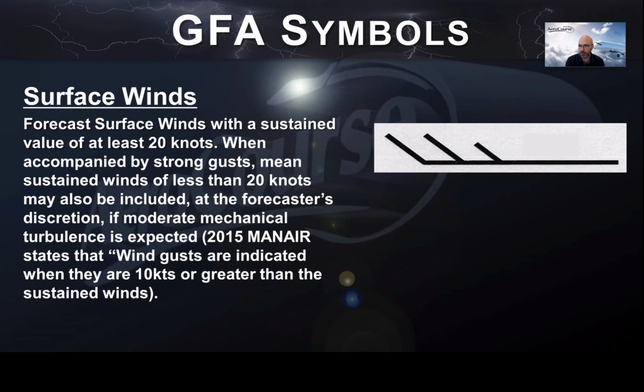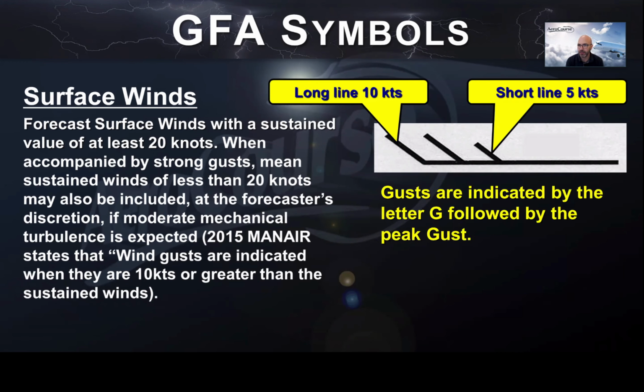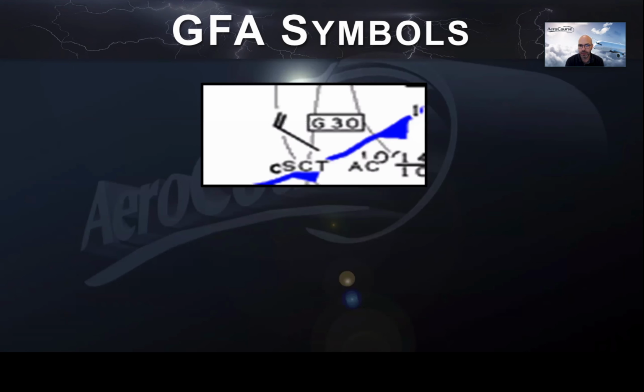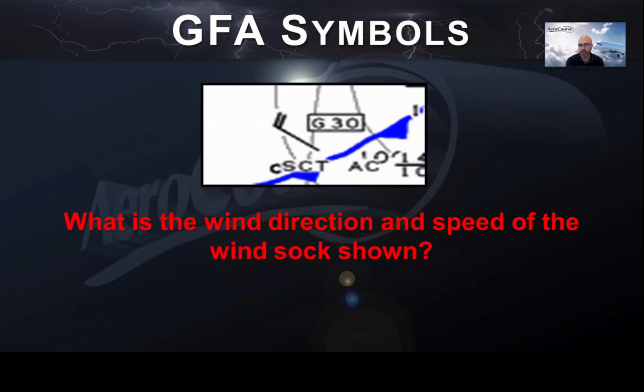Wind is depicted using the traditional wind barb system. So remember, all the flags are 10 knots, half flags are 5 knots. If you have a pennant, it's 50 knots. And they point in the direction the air is going. If it's gusting, they'll put a box, the letter G, and then the gust intensity. So if you saw this, what is the direction and speed of the wind?